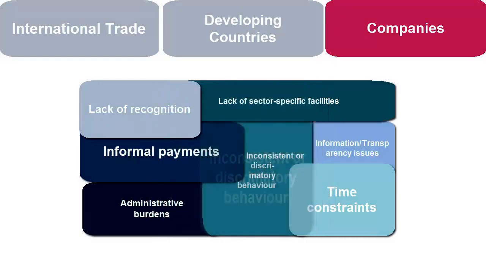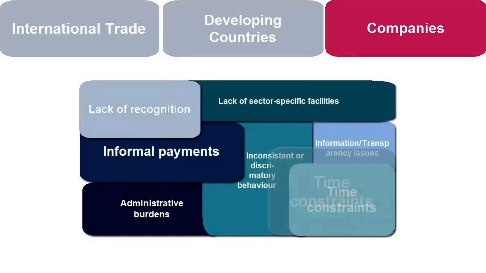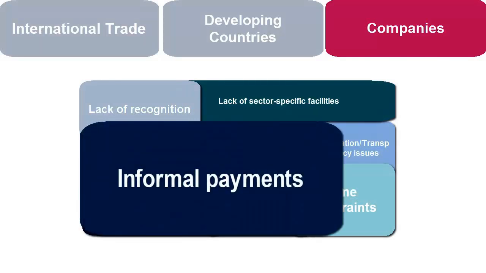Companies are often also subject to time constraints. This refers to delays businesses face with respect to fulfilling a regulation. Alternatively, deadlines set for completion of a requirement may be too short. Informal or unusually high payments are another reason a measure can be hard to comply with. This includes informal payments to officials or high costs of compliance.